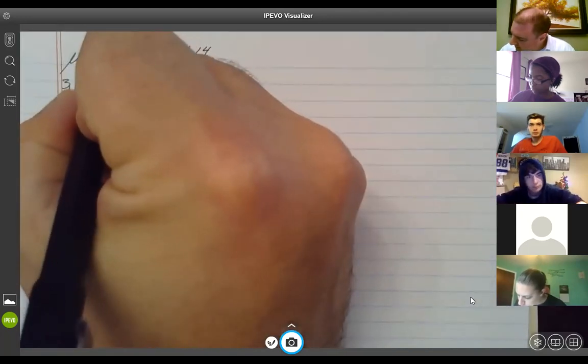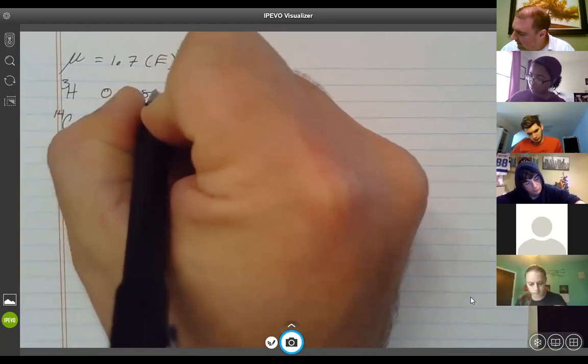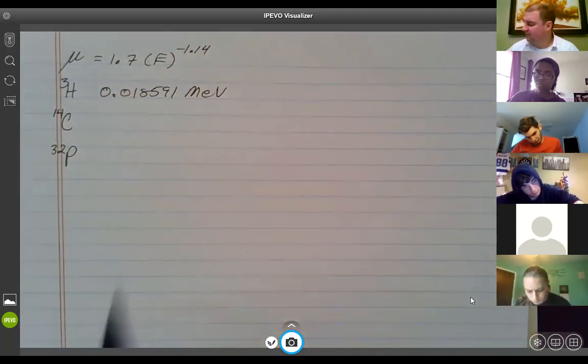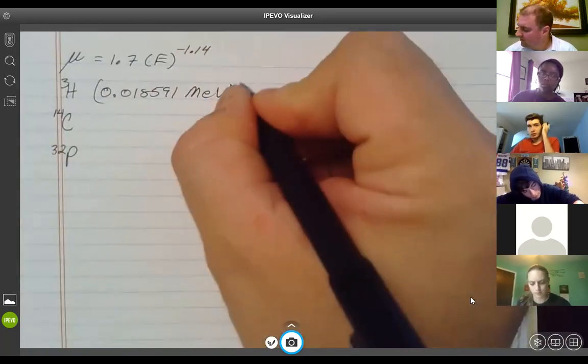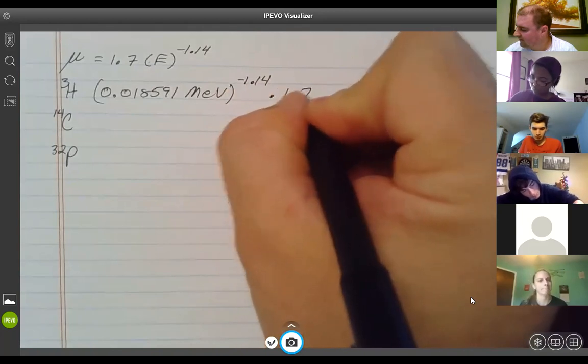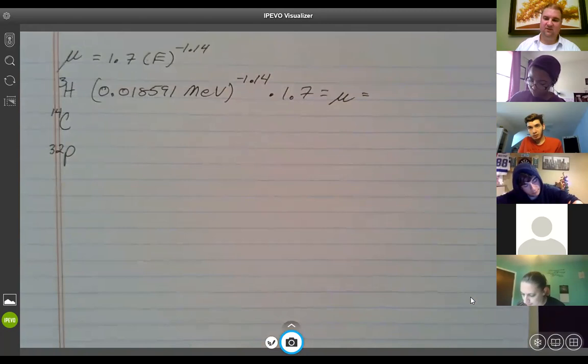This is 0.018591 MeV. So for our mu, we just want to raise that to the exponent and multiply by our 1.7 to find our mu.